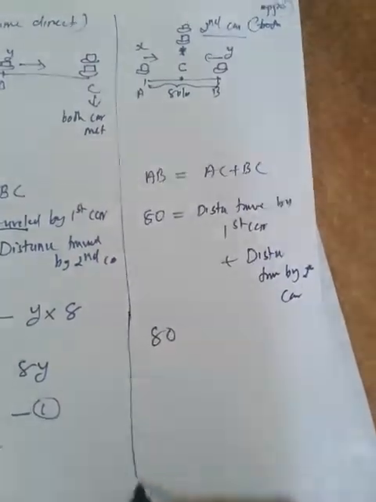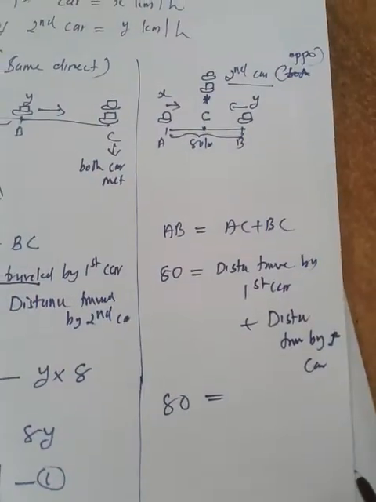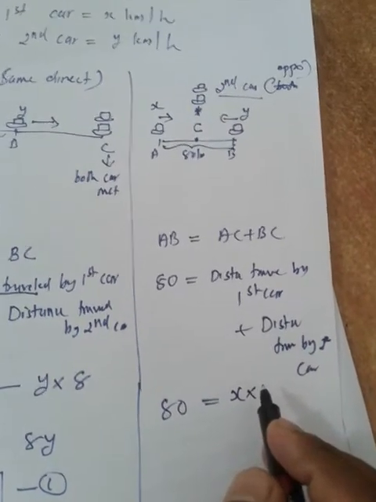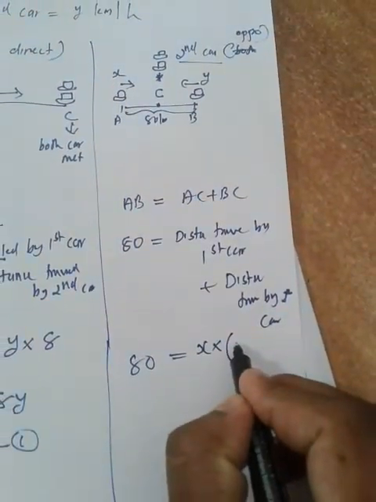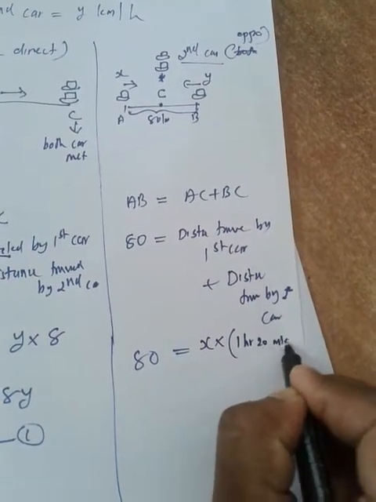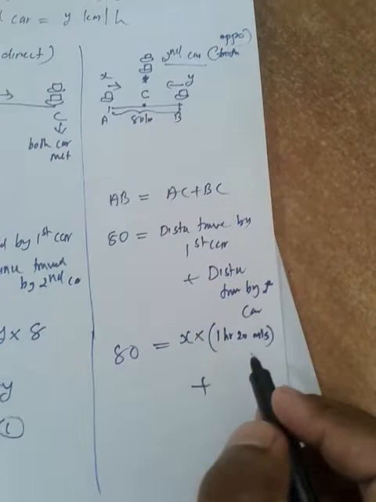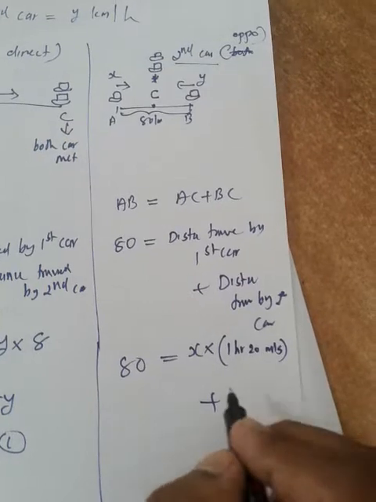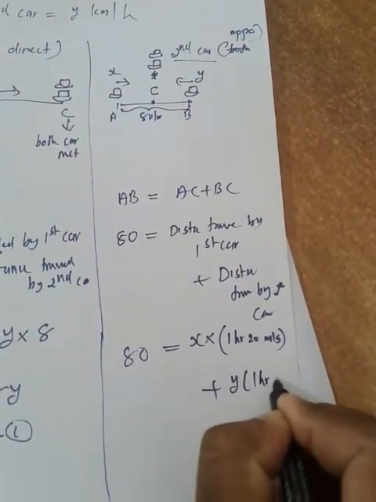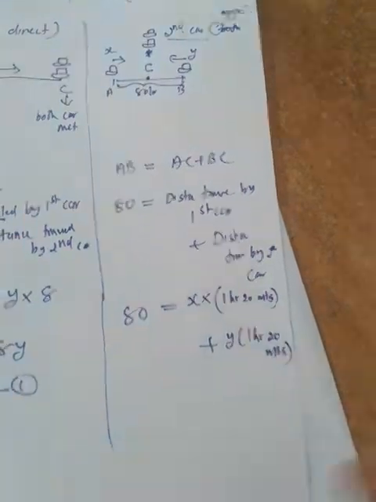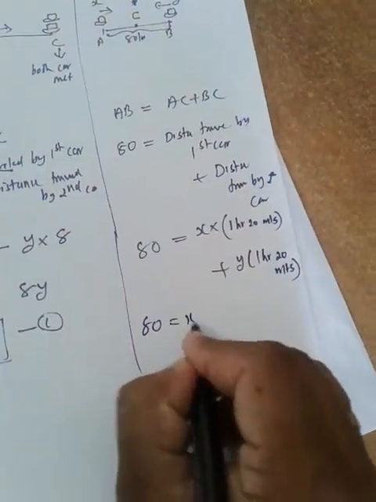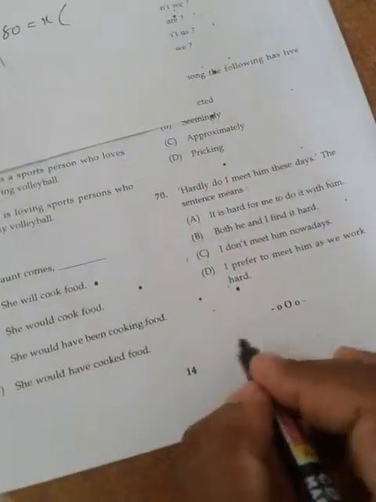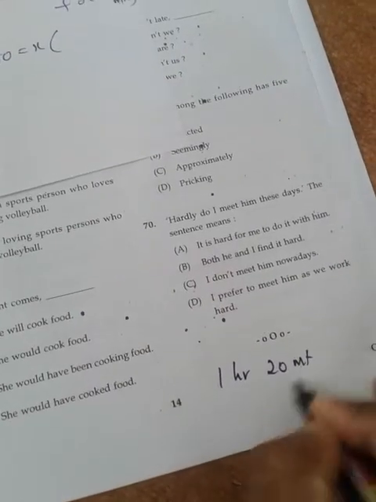So 80 is equal to, what is the distance formula? Speed into time. What is the speed of the first car? X into time, 1 hour 20 minutes. That means 1 hour 20 minutes is the time, plus the distance traveled by the second car. The distance formula is speed into time. So speed is y, and time is 1 hour 20 minutes, because each car is taking 1 hour 20 minutes. So 80 is equal to x into, see here 1 hour 20 minutes came, and you know that 1 hour 20 minutes is not in hours.